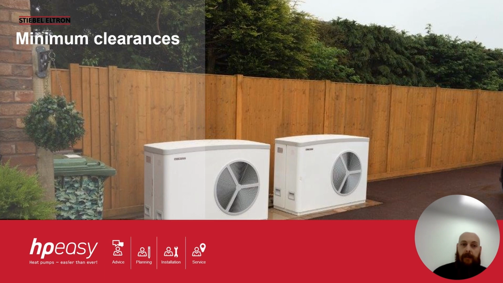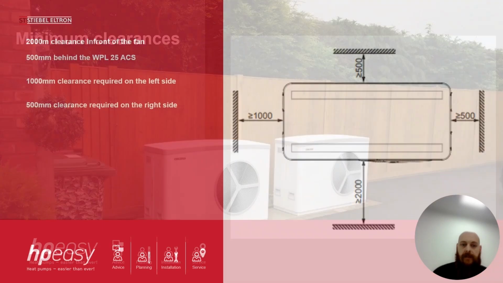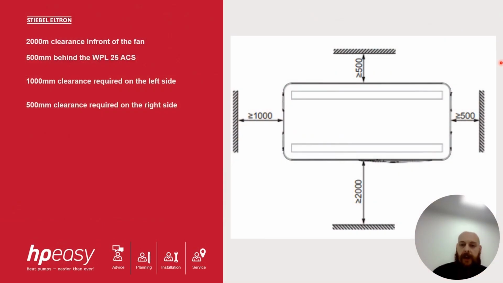Now we will have a look at the minimum clearances required for the WPL 25 ACS. For the WPL 25 ACS, you will need a minimum clearance of 500mm behind the air source heat pump, a 1,000mm or a meter clearance on the left hand side, 500mm on the right hand side, and you will also need a 2 meter clearance in front of the air source heat pump. To remove the top cover, we also recommend leaving 800mm above the WPL 25 ACS.